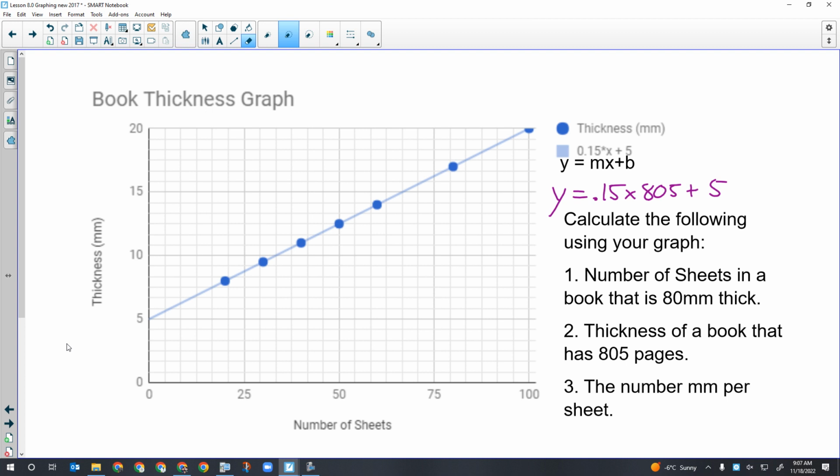0.15. Okay, now here's how I know that. M is what we call the slope, and it's probably the most important piece of information on a graph because it tells us the rate at which y changes as a function of x. So in this case, they're telling us every time x goes up by 1, the book gets 0.15 millimeters thicker.